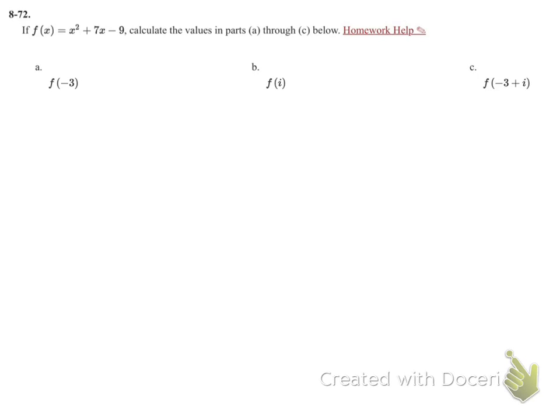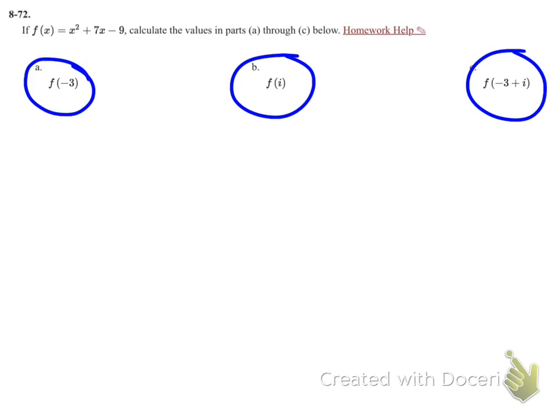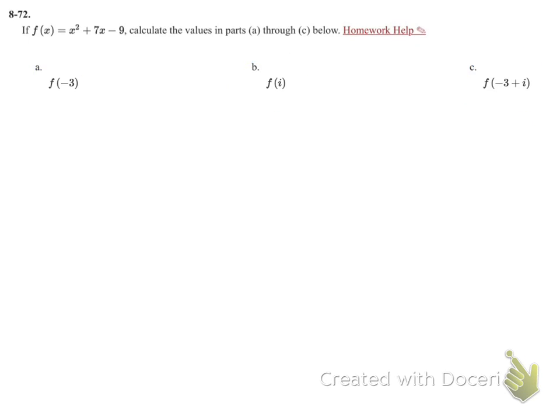Problem 8-72, we are taking a look at the function f of x equals x squared plus 7x minus 9. And we're going to evaluate those functions at -3, i, and -3 plus i. So what we're doing here with this function notation, f of -3 means that I'm going to substitute the -3 in wherever I see an x.